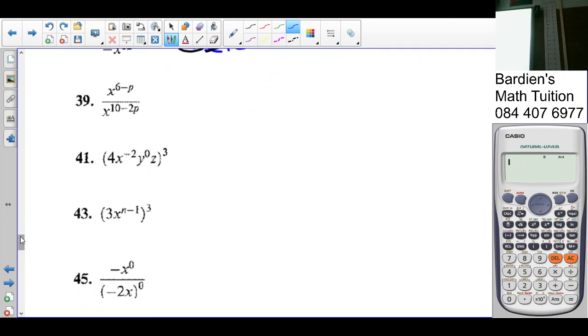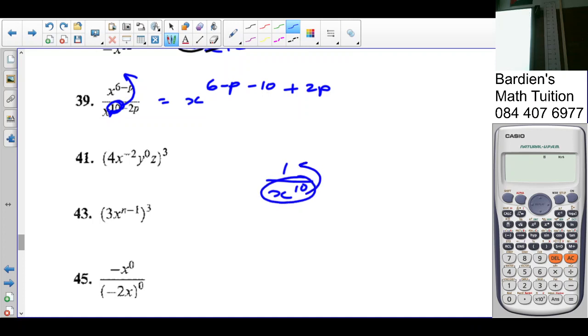39. When bases are the same and I divide, what do you do to the exponent? Subtracting it. So 6 minus p. Now you see this 10, I'm going to bring this up. The 10 now going to become negative 10. Can you see that? What will happen if I bring negative 2p up? Plus 2. Does it make sense? If it's positive as a denominator, it will be negative as a numerator.